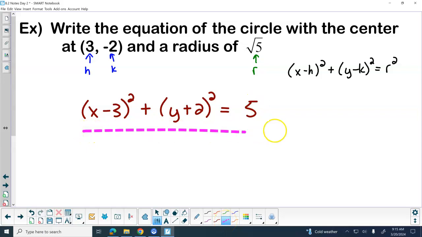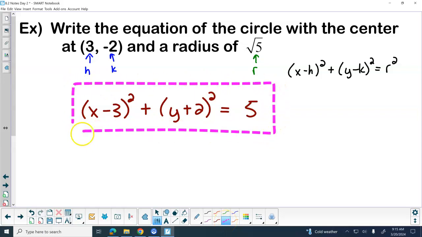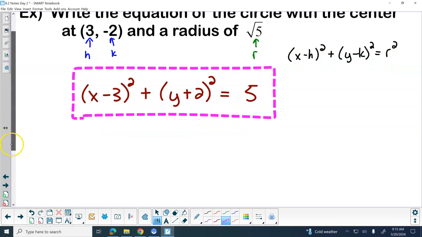Everybody's thinking the same thing. That's it. No calculating 4P, no calculating any of that, which way it opens, all that fun stuff. That's what I think about circles. Okay? I think that was the only one on this page.